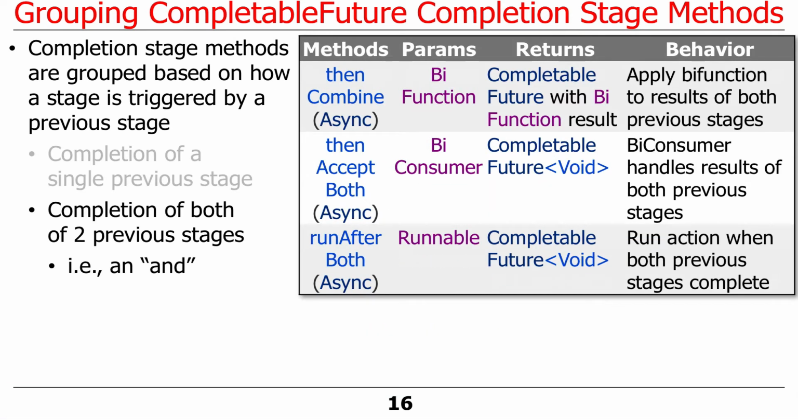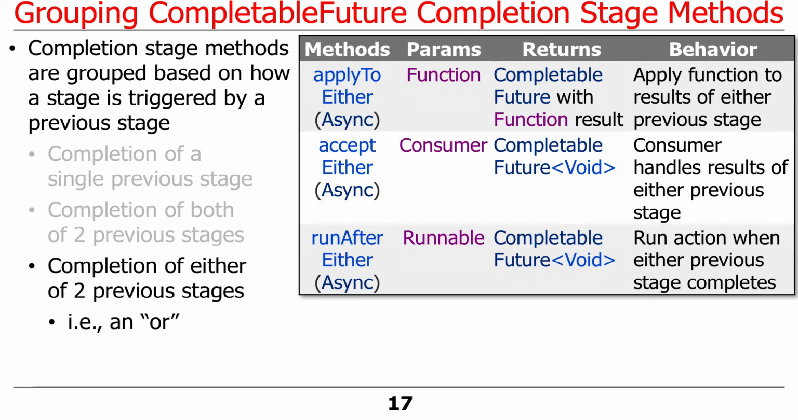Then there's also a set of methods that run if both of two previous stages complete. So we could essentially call that an AND. That's bringing two things together, right? And we'll talk about some of the stuff here in a second. Then combine, I believe we'll look at. And then the third and final grouping of things are you can have a completion stage that completes after either of the two previous stages complete. So it's either or, right?